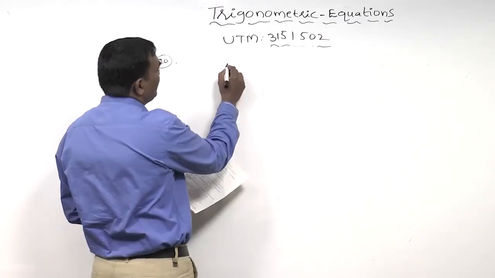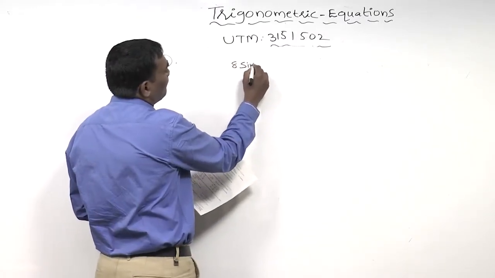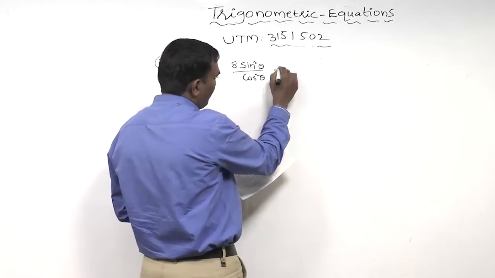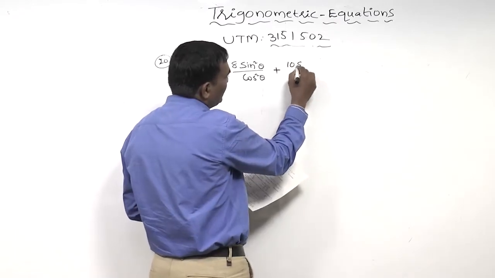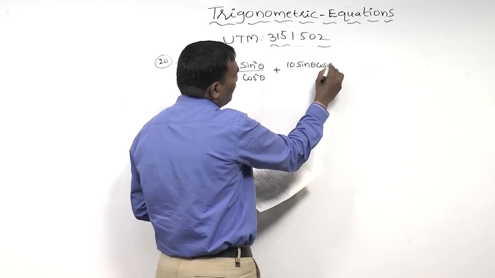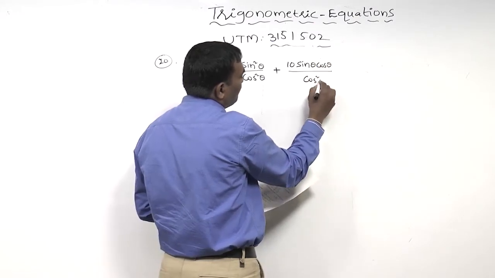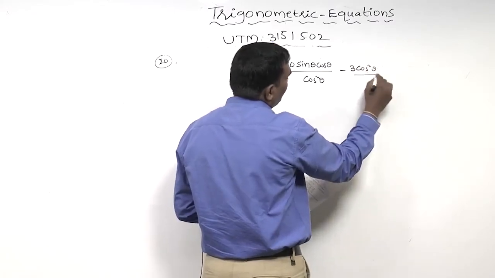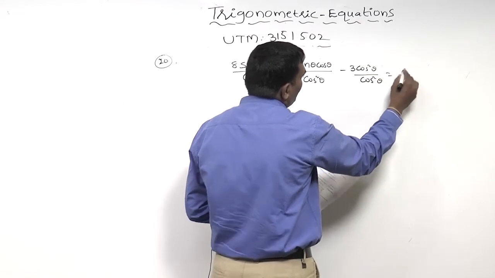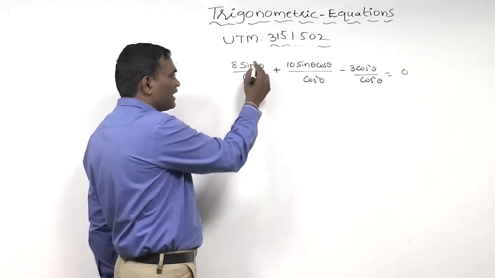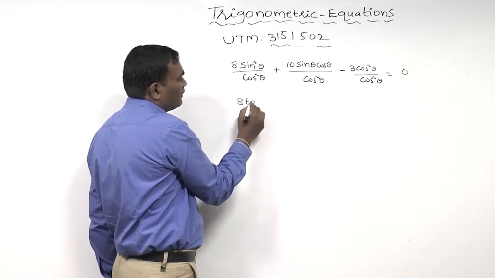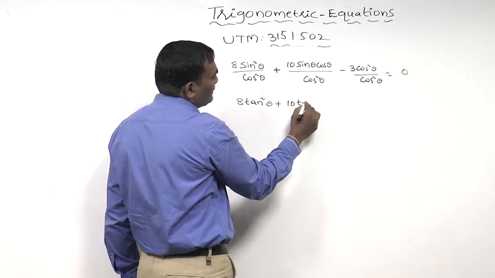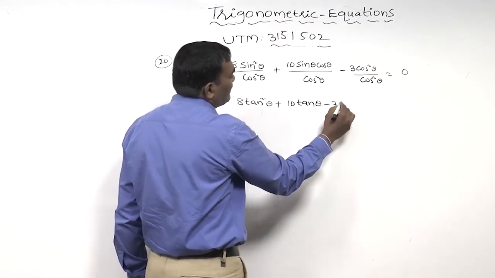Dividing the equation by cos square theta: 8 sine square theta by cos square theta plus 10 sine theta cos theta by cos square theta minus 3 cos square theta by cos square theta is equal to 0 by cos square theta. Now simplify. Sine by cos is tan, that is 8 tan square theta plus 10 tan theta minus 3 is equal to 0.